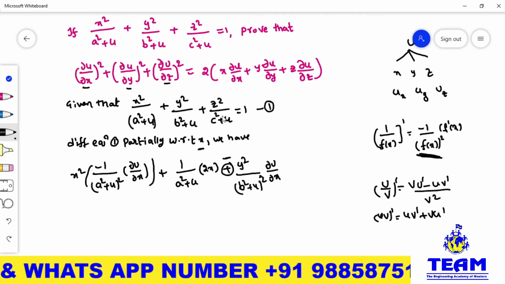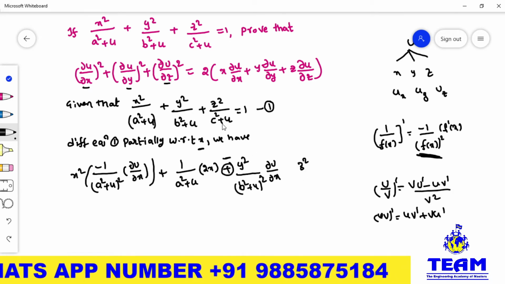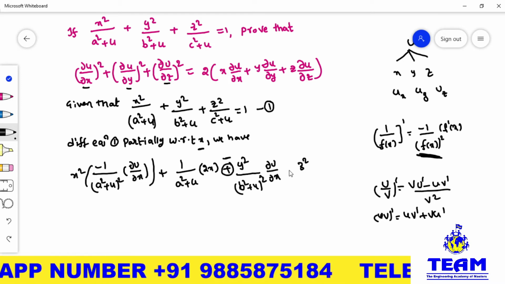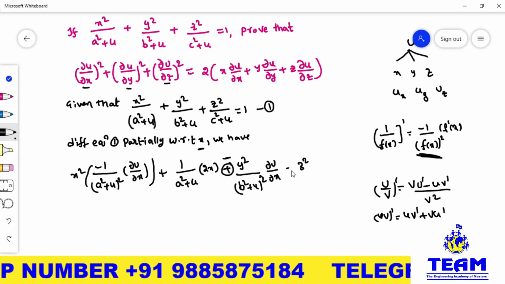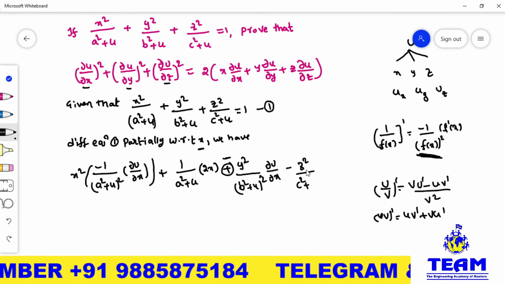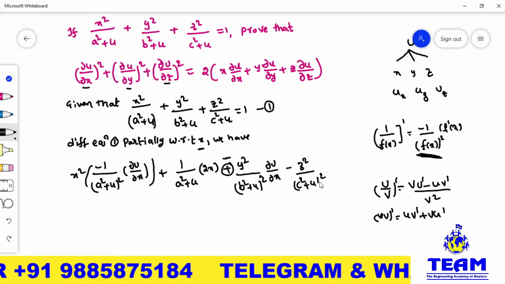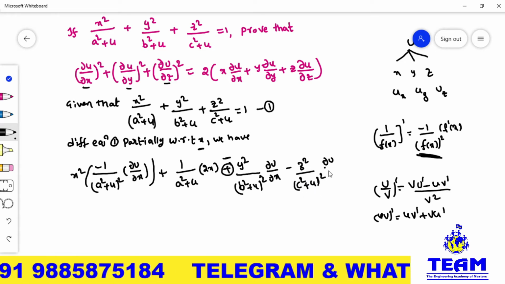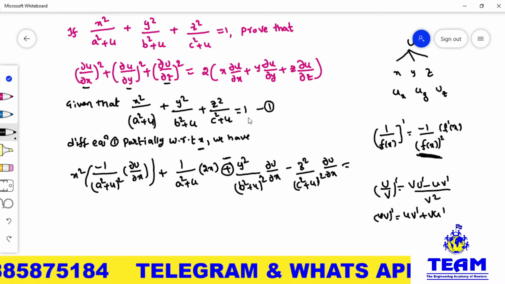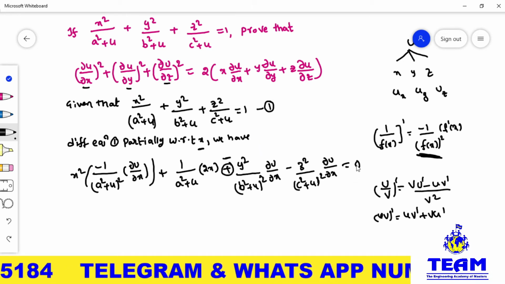This is over. Next, here you have z square, which is a constant, so I am writing z square here. 1 by (c square plus u) is in the form of 1 by f of x. The derivative of 1 by f of x is minus 1 by f of x whole square. So minus 1 into z square means z square, over (c square plus u) whole square, into the inner derivative, which is dou u by dou x. On the right side, I have 1. Is there any x term? No, so the constant's derivative will be 0.